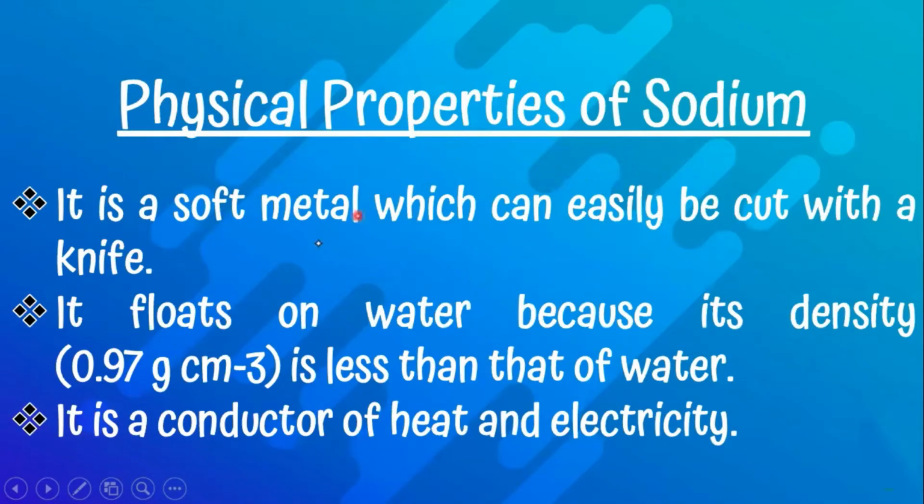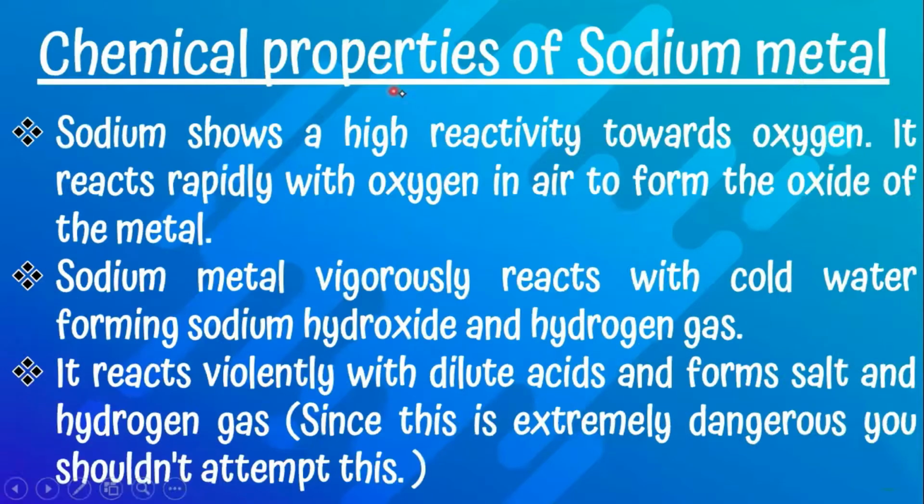Physical properties of sodium. It is a soft metal which can easily be cut with a knife. It floats on water because its density is less than that of water. It is a conductor of heat and electricity. Chemical properties of sodium metal. Sodium shows a high reactivity towards oxygen and it reacts rapidly with oxygen in air to form the oxide of the metal.